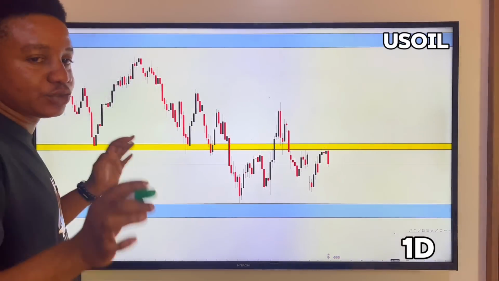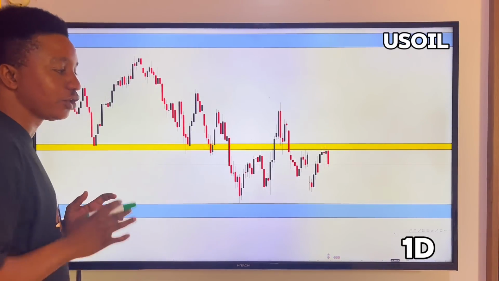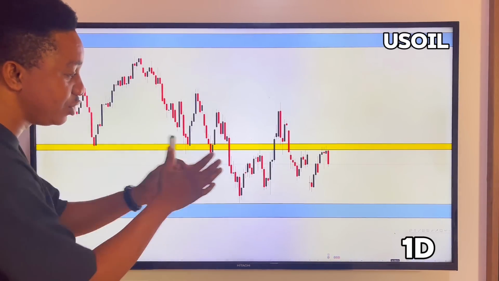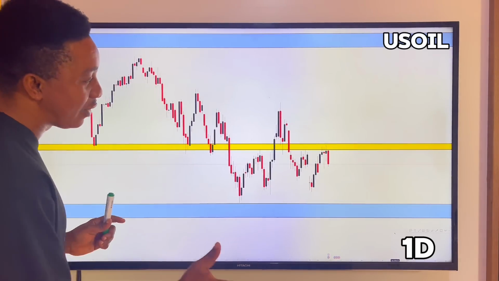All right, so this is also the daily time frame on US oil. Let's explain. Now, the daily time frame, what has happened in the daily time frame? Let's talk about push and exhaustion cycles here as well. Now, what happened in the daily?